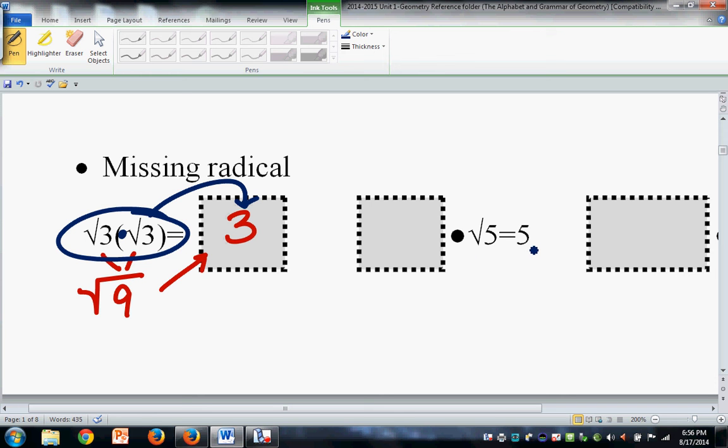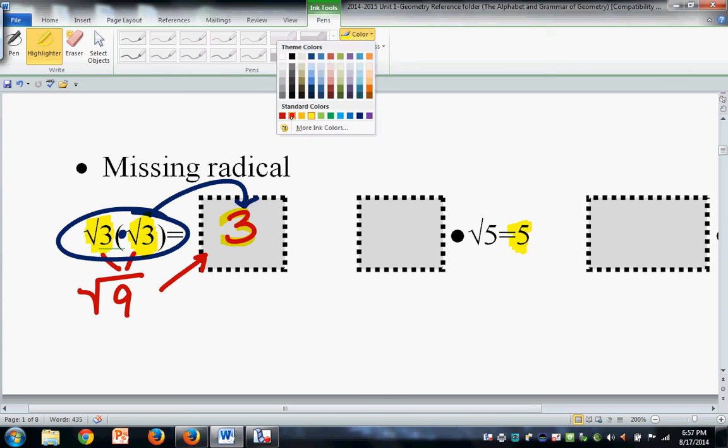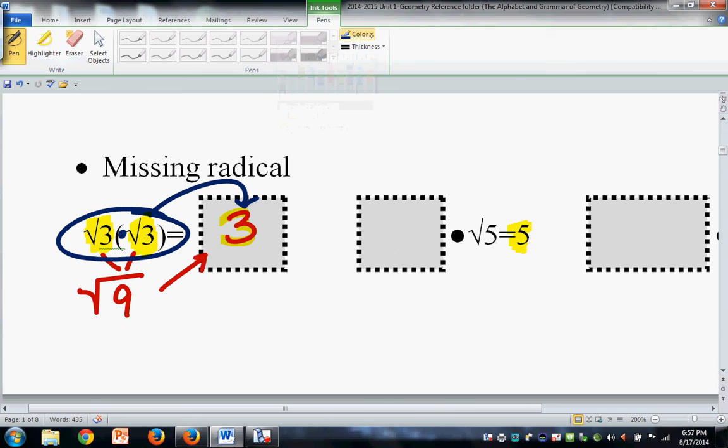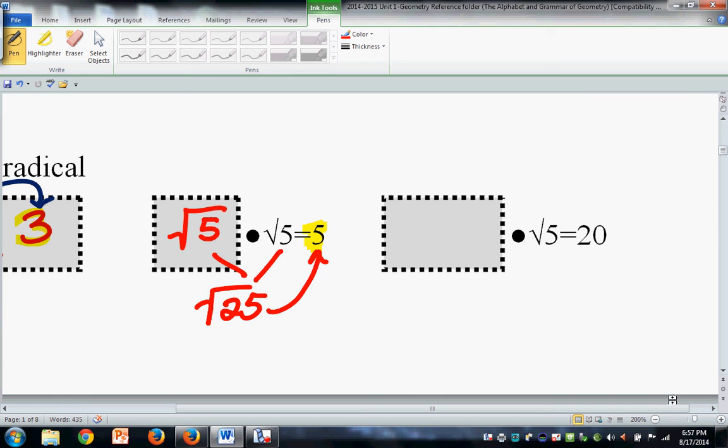So let's ask ourselves this. What times root 5 is 5? Remember, I just said any radical times itself is just the number on the inside. So look at the pattern. If we want just 5 out here, we need a root 5 times root 5. So what goes in this blank spot is root 5. Here's how you test it. Root 5 times root 5 is root 25, which is perfect, which becomes 5. Let's try this again.